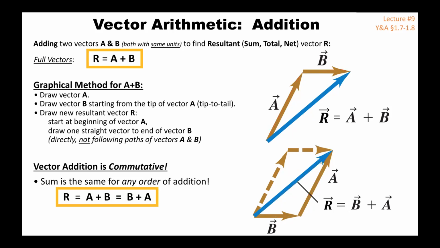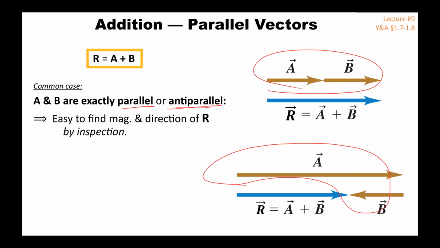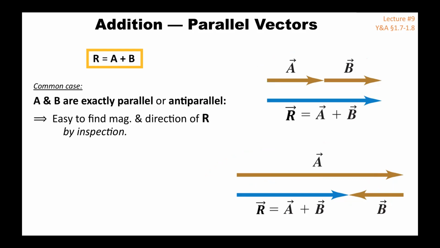Let's briefly talk about the very simple case of vector addition. If you have vectors that are all exactly parallel, or if you want to talk about opposite directions, we can call that anti-parallel. Here are 2 vectors that are exactly parallel. Here are 2 vectors that are anti-parallel. They're simply offset from each other right here just for clarity of the diagram. But again, it doesn't matter if you translate a vector in space, as long as you don't rotate it or stretch it.